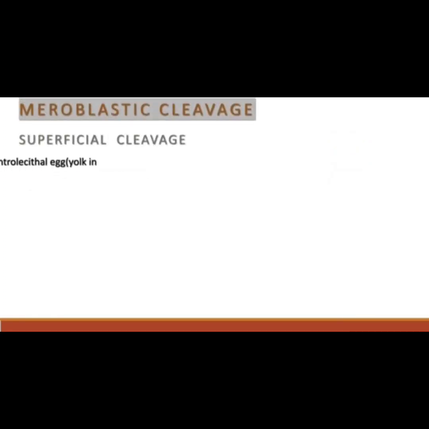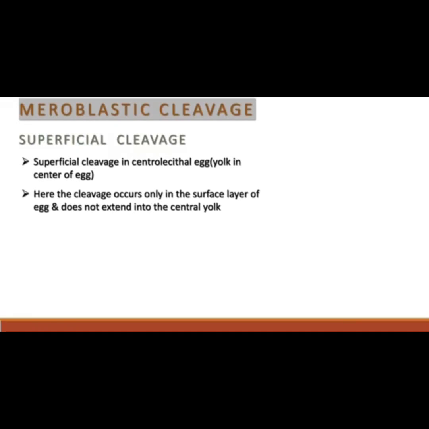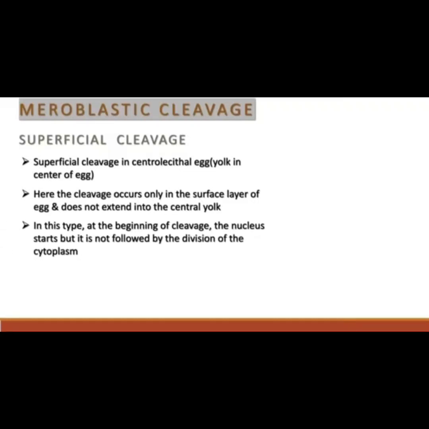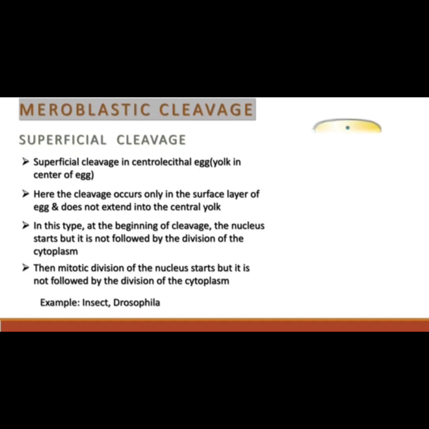Superficial cleavage. Superficial cleavage takes place in centrolecithal eggs, that is, eggs with yolk in the center of the egg. Here, the cleavage occurs only in the surface layer of the egg and does not extend into the central yolk. In this type, at the beginning of cleavage, the nucleus starts to divide, but it is not followed by the division of cytoplasm. Example, insects, Drosophila.